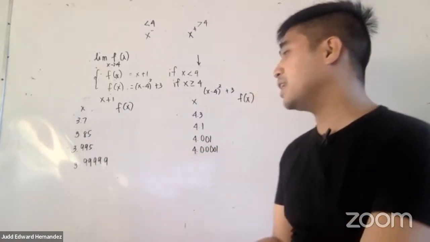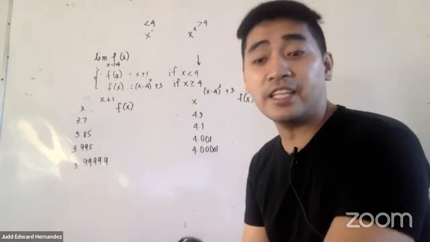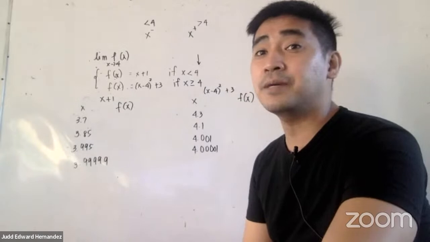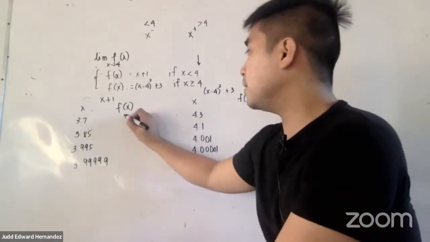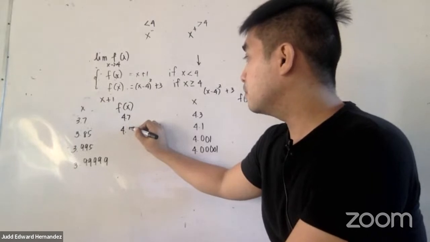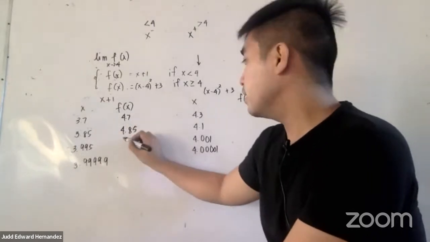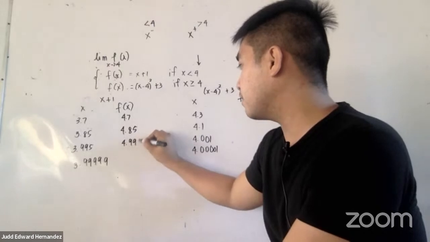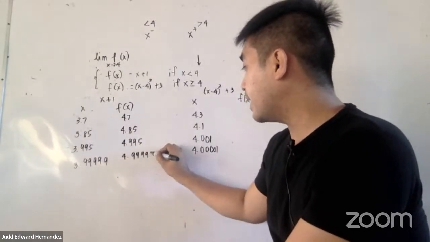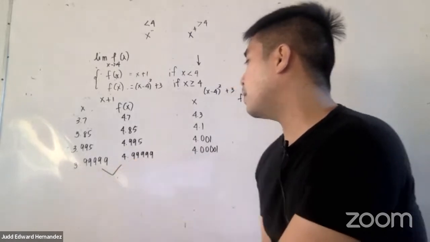3.7. So, madali lang naman yan. Ibig sabihin, na-aadan lang natin siya ng aadan ng 1. Tama po ba? Mag-a-add lang tayo ng mag-a-add ng 1. Okay. This becomes 4.7. This becomes 4.85. This becomes 4.995. And this becomes 4.99999. But what can we say about this one?